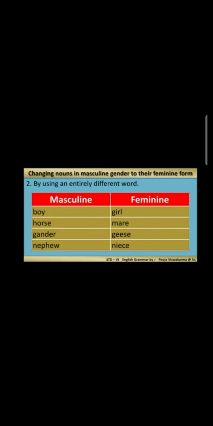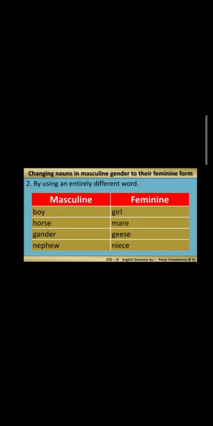Next, move to the second way, by using an entirely different word. In masculine, boy, but in feminine, girl. Next, horse, mare. Third, gander, here goose. Geese is a printing mistake, just correct it, not geese. Here, goose. Goose is the correct feminine for gander.